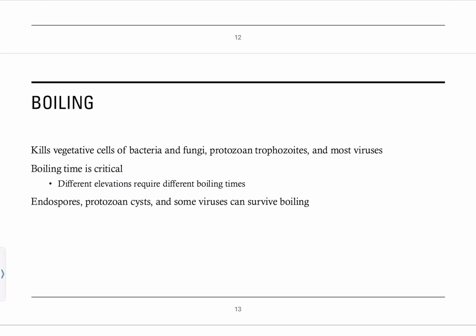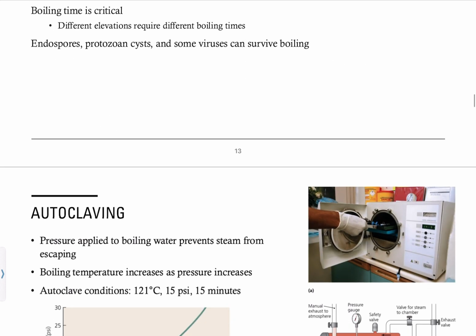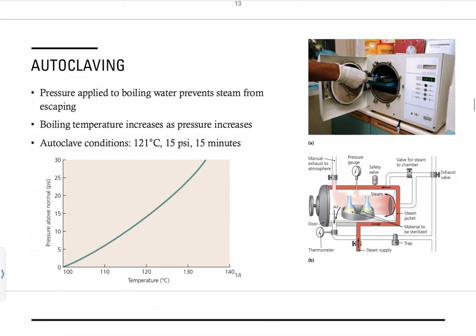Boiling. So boiling is really simple. 10 minutes of boiling can kill almost any vegetative bacterial cell, fungi, protozoan, and a lot of viruses. The only downside to boiling is that it won't reliably kill endospores and it won't reliably kill some of the cysts. It is dependent or variable at different elevations. So for example, boiling water in Denver is cooler than boiling water in Miami. Why? Lower air pressure at higher elevations means that water boils at a lower temperature, so it's less lethal to microbes.